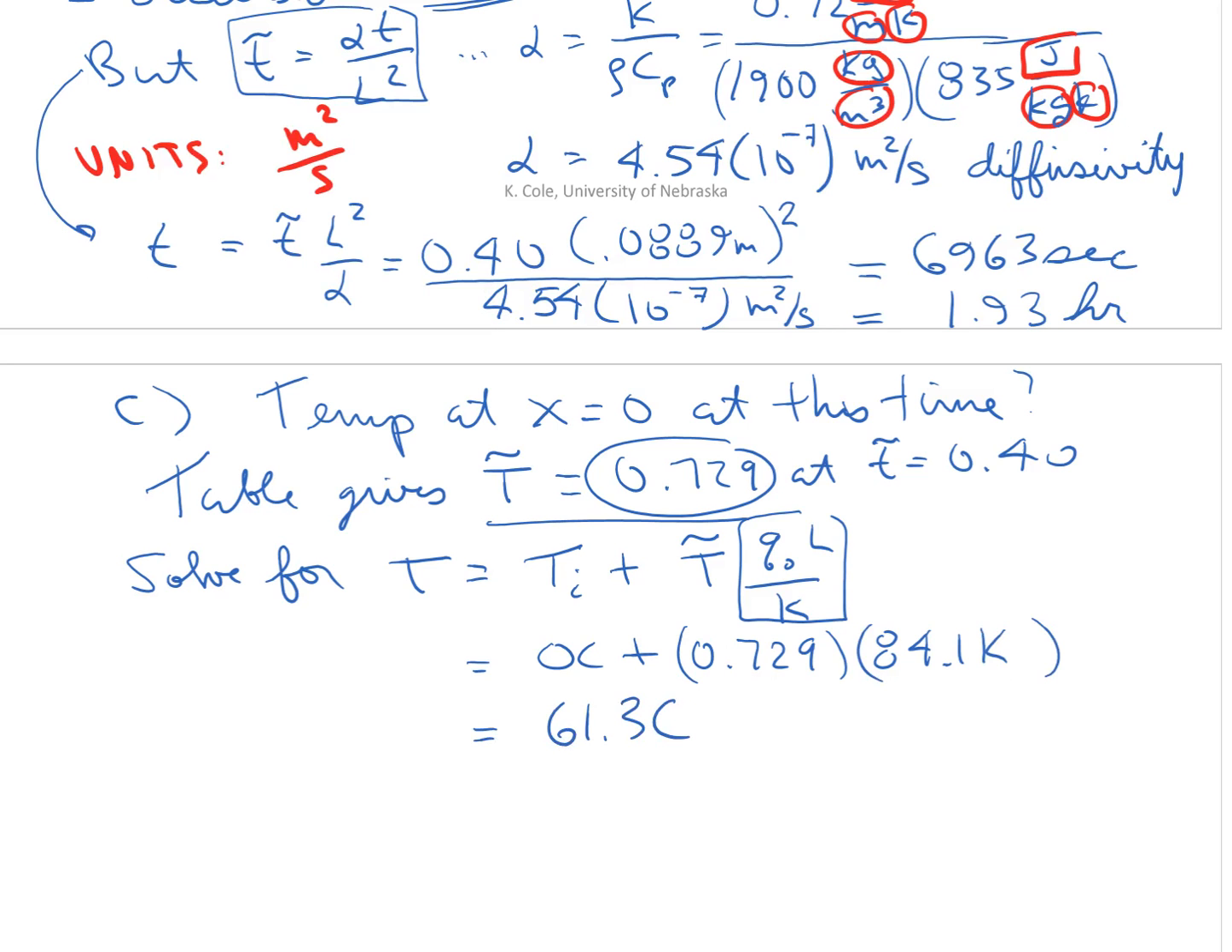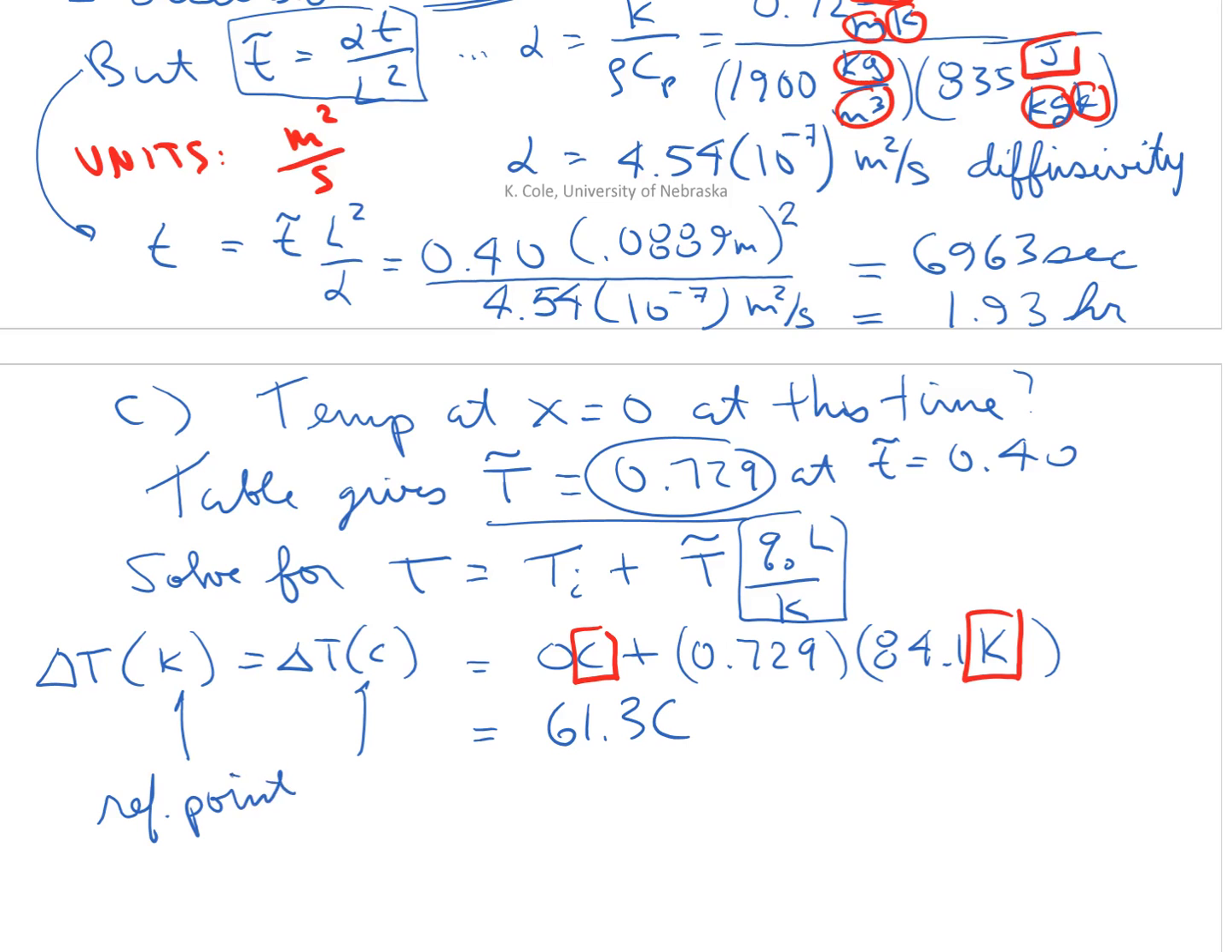Now you might say, wait a minute, how can I combine degrees centigrade and Kelvin in one equation? Well, it turns out that a temperature change of 1 degree Kelvin is the same as a temperature change of 1 degree centigrade, because the difference between centigrade and Kelvin is just the reference point, the point where you define it to be 0. Okay, so that's our temperature in centigrade.